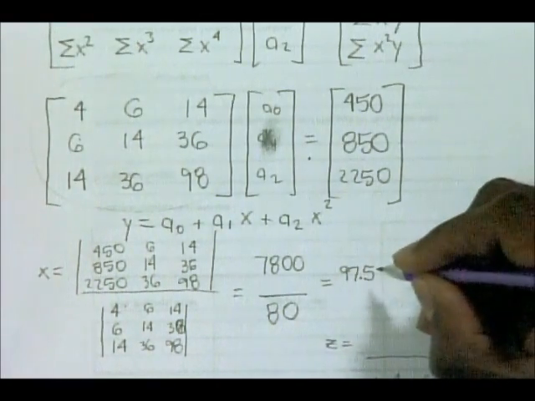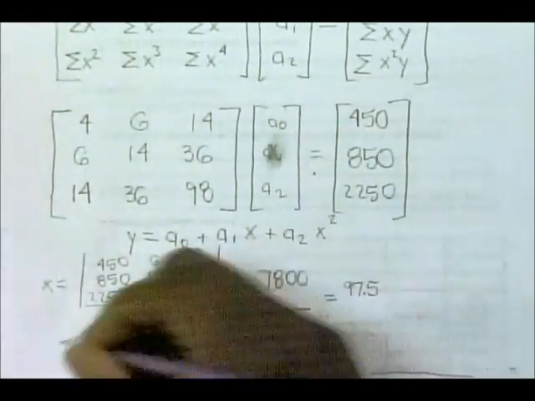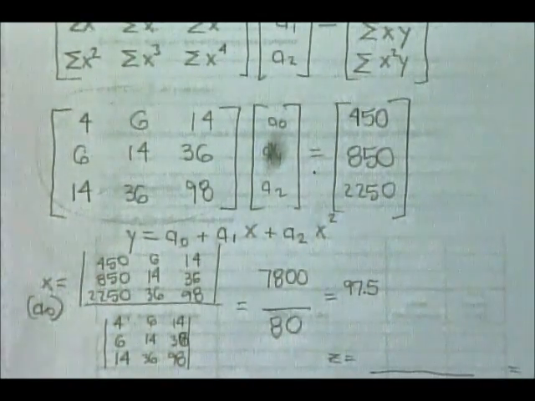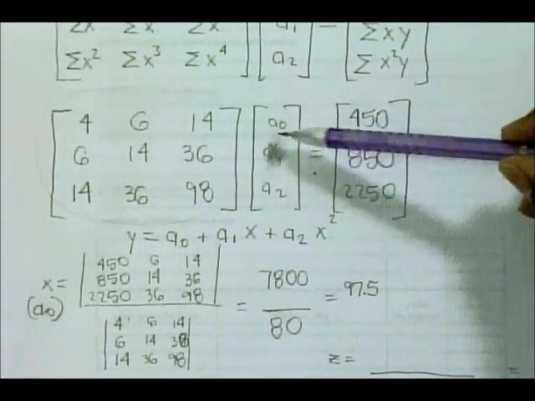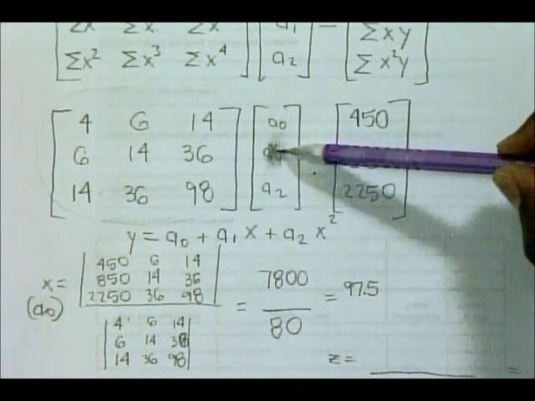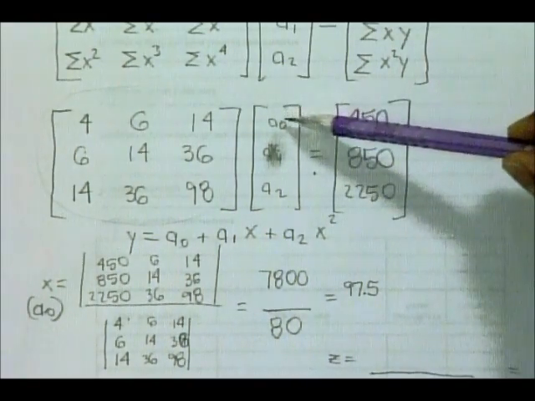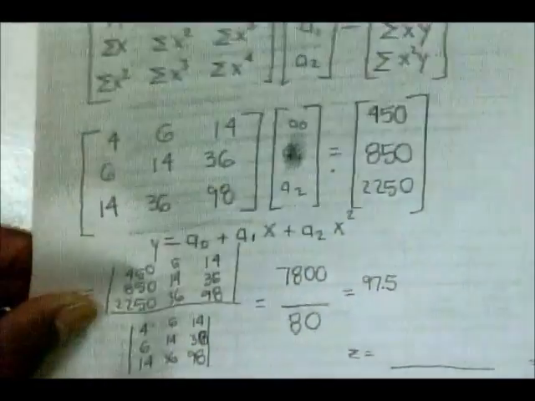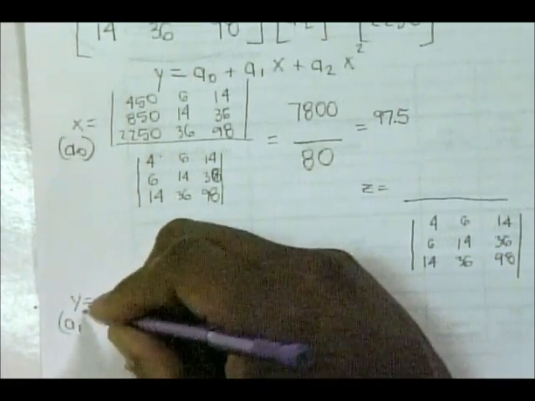97.5. This actually represents a sub 0. I said x, but it actually represents, for our problem, a sub 0. So now, typically in a standard Algebra 2 class, this would be an x value, a y value, and a z value. But because of the type of problem that we're doing, we're just going to call this a sub 0, a sub 1, a sub 2. All right, so now let's solve for y, or for our problem, this would be a sub 1.